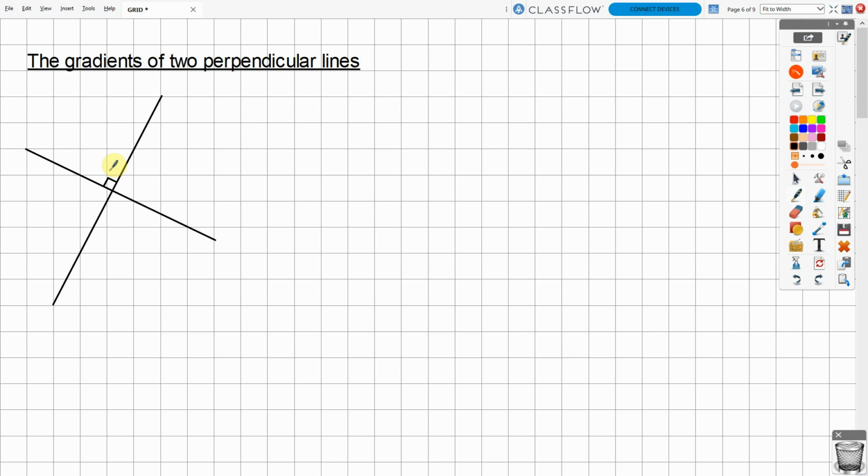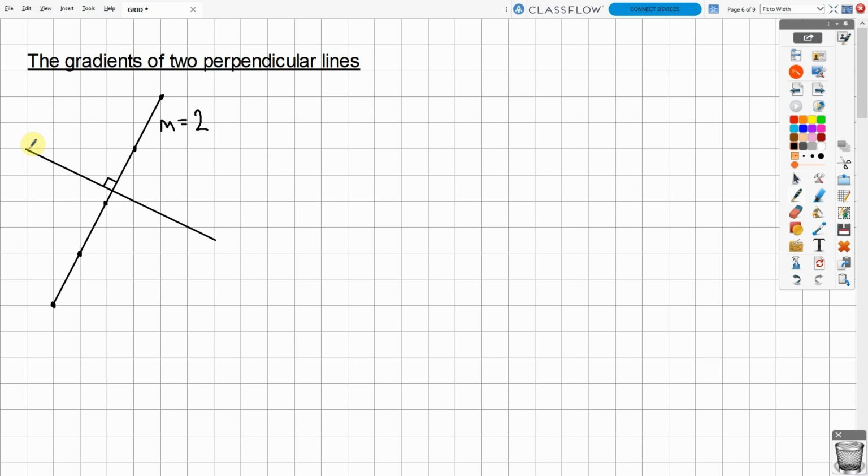I've drawn two lines here. They are perpendicular, they are at right angles. But let's take a look at the gradients. There are different ways of thinking about the gradient, but if you notice, this line, for every 1 unit or 1 box that I move to the right, I have to move up 2. That's consistent all the way. So the gradient of this line is 2.